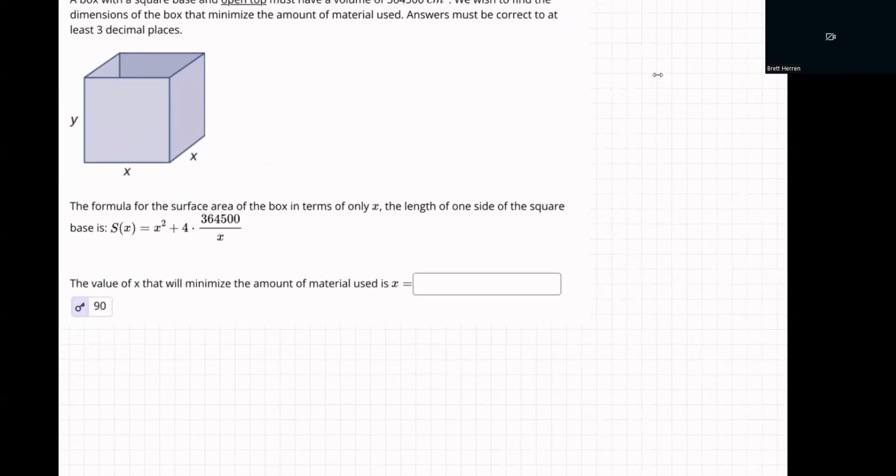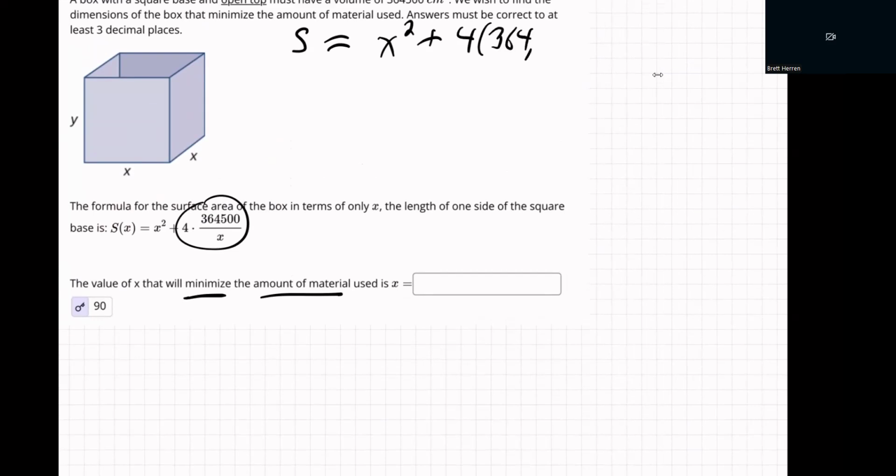So I want to minimize the amount of material, which is the surface area. So we have to take that formula, which is x squared plus, and I'm going to rewrite this as 4 times 364,500 times x to the minus 1, x on the bottom. Okay, and how am I going to minimize that? Because that's what a company would want to do. They know how much they have to hold, minimum material.